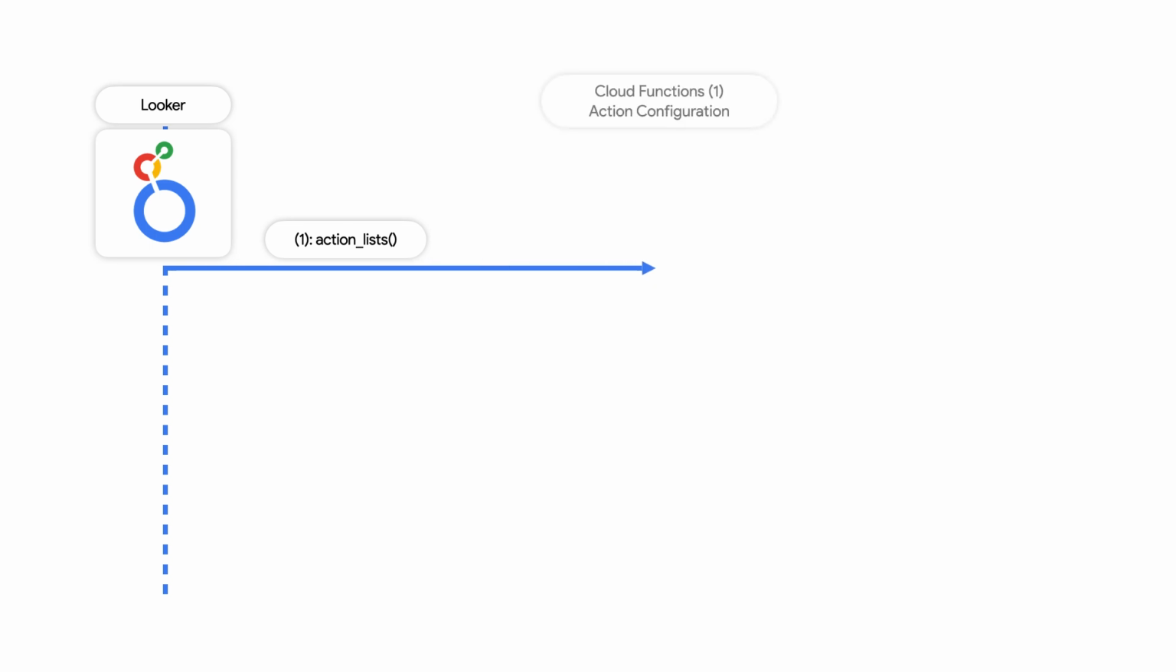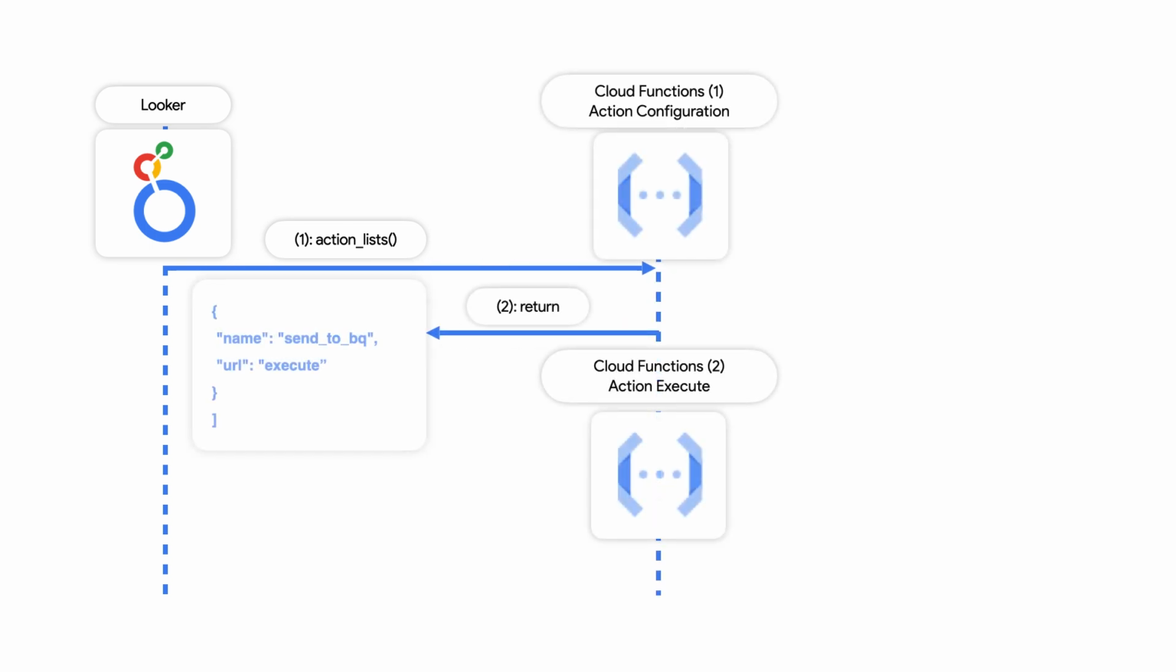So I need two URLs to create a new action. The first URL should return the name and icon for the actions in JSON. Looker will use that to display the action in the user interface. That makes sense. It would be easy to create a cloud function that returns a hard-coded JSON object. Now, you said there was a second function. What would that one do?